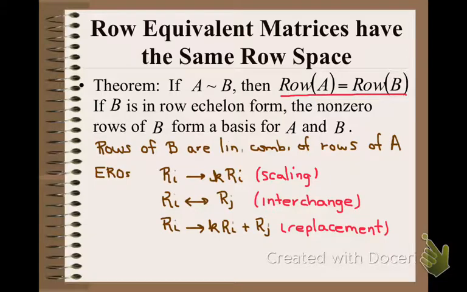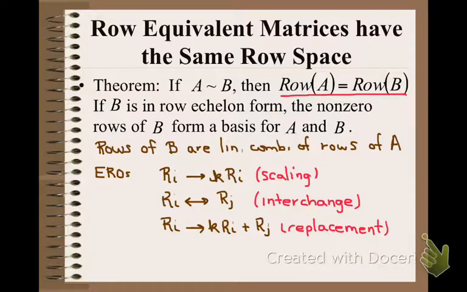Let's talk about what elementary row operations actually do to a matrix. There are three different types of elementary row operations. One is a row scaling, when we simply take a row and multiply the row by a constant, say k. Another one would be an exchange, or an interchange, of two rows. And the last one is a row replacement, where we take a multiple of one row and add it to another row.